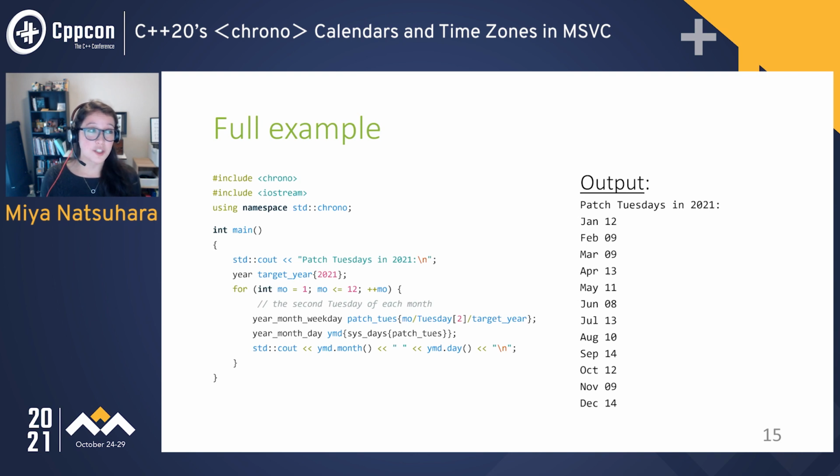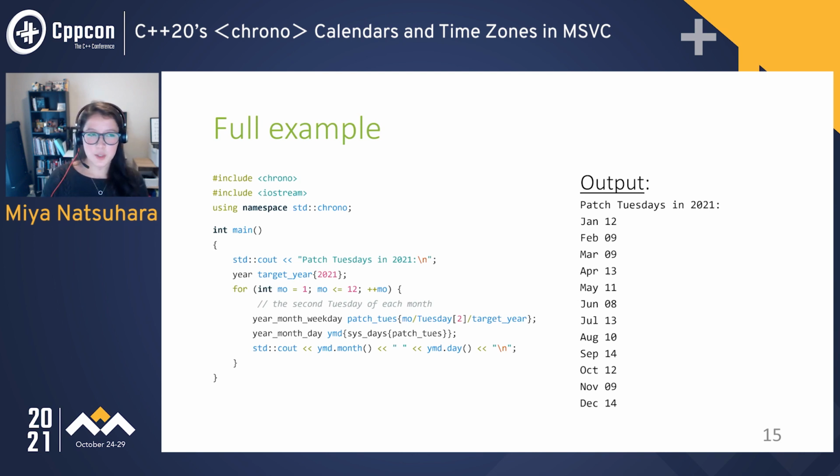Whereas with chrono, it turns into something that I can put on a slide. So chrono actually is pretty powerful. And especially for these kind of interesting things like the second Tuesday of every month, where it's not a super regular occurrence, it kind of depends on the year. It can do all of this really, really nicely for us.